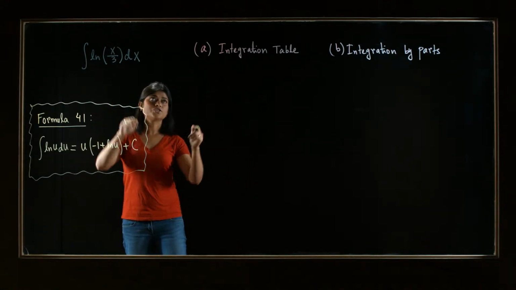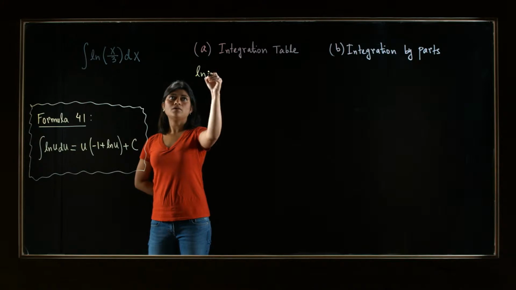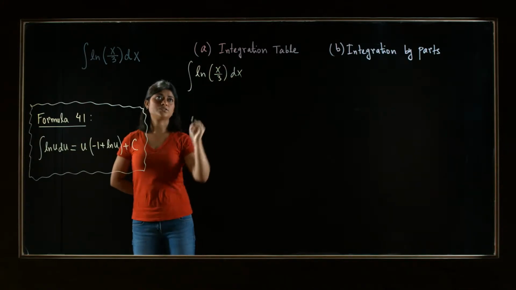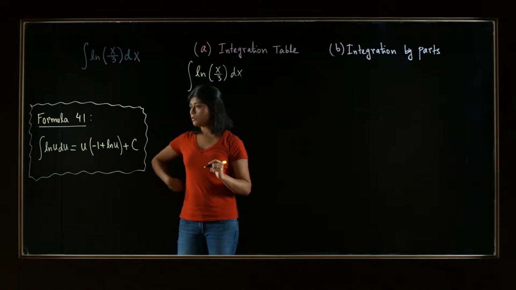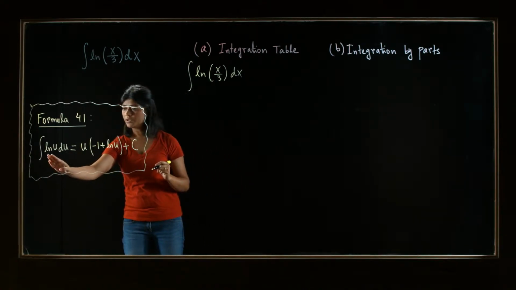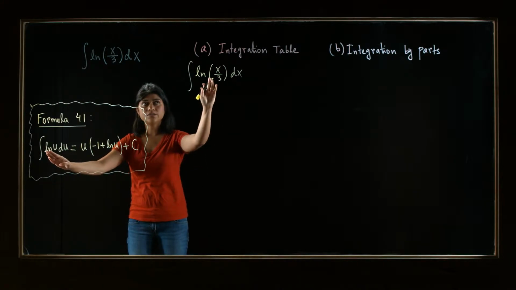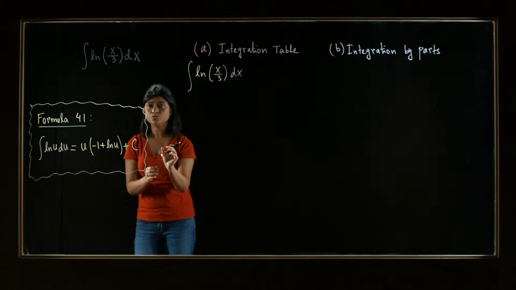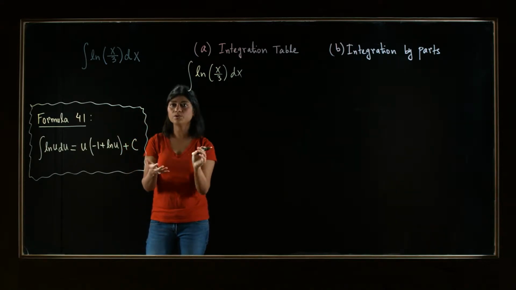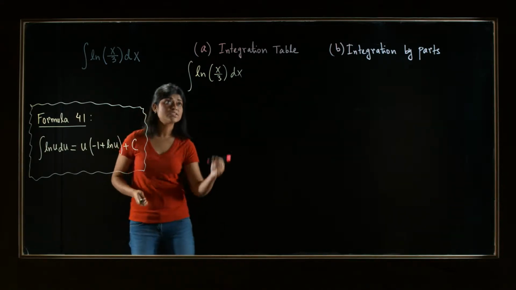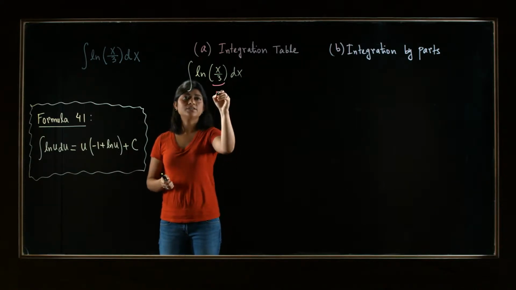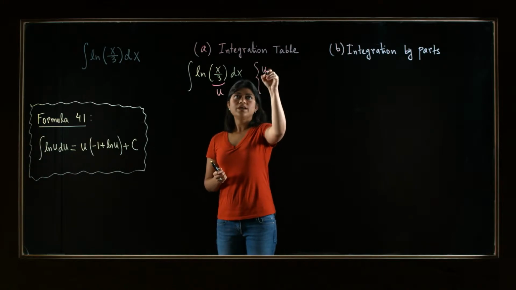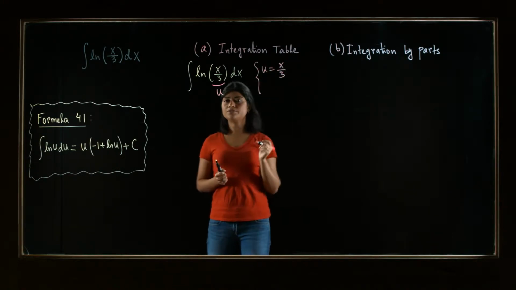Okay, so our function is ln of x over 3 dx that you have to integrate. So look at the formula. You need that particular function to look like natural log of u, just one variable. So how will you do that? Just say this x over 3 is your u, right? So let's do that. U is x over 3.